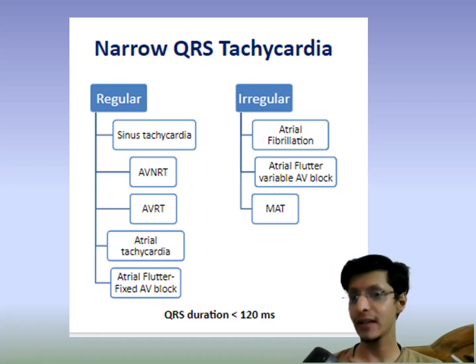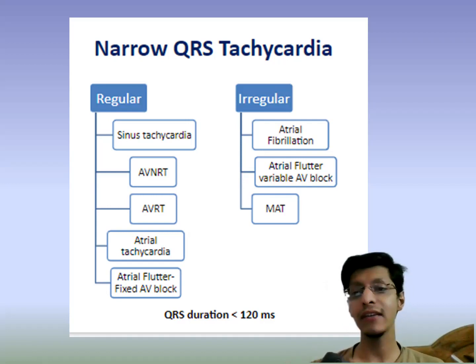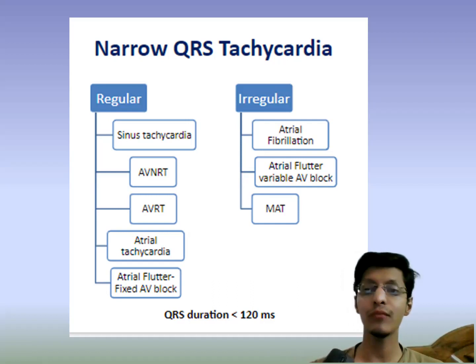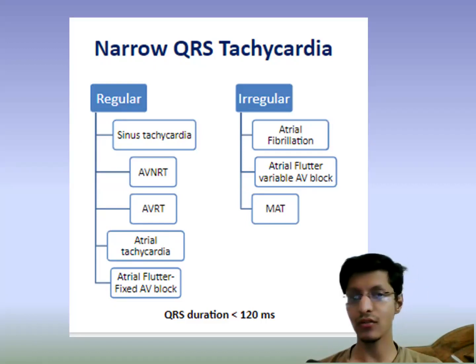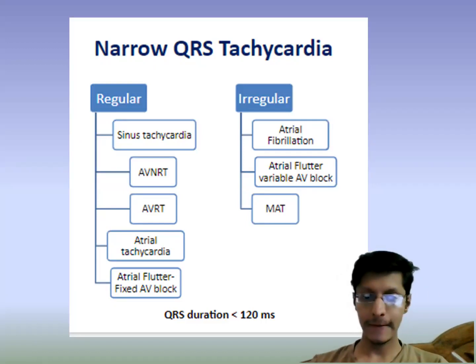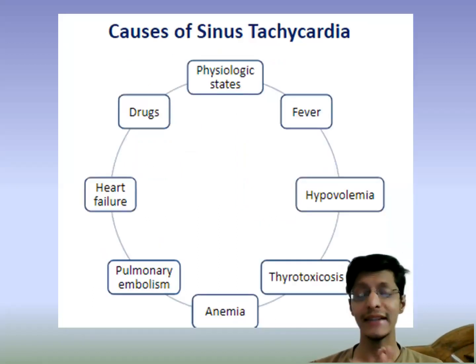So it would be atrial fibrillation, which will have the absence of P waves, atrial flutter with variable AV blocks, and multifocal atrial tachycardia, where there will be more than three types of P wave morphology in a single lead. The rest are all regular ones. Okay. So what are the causes of sinus tachycardia?